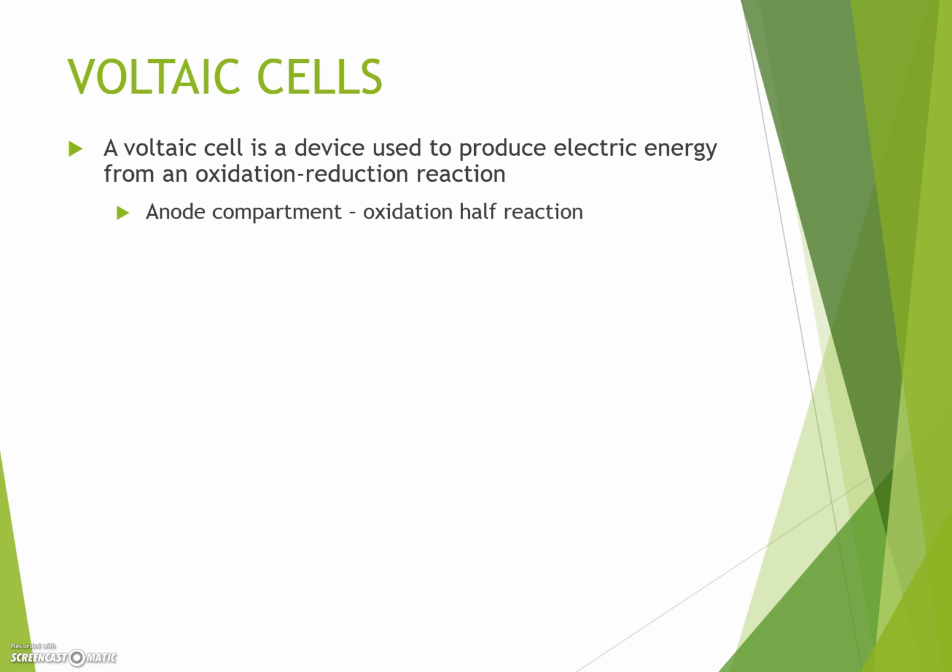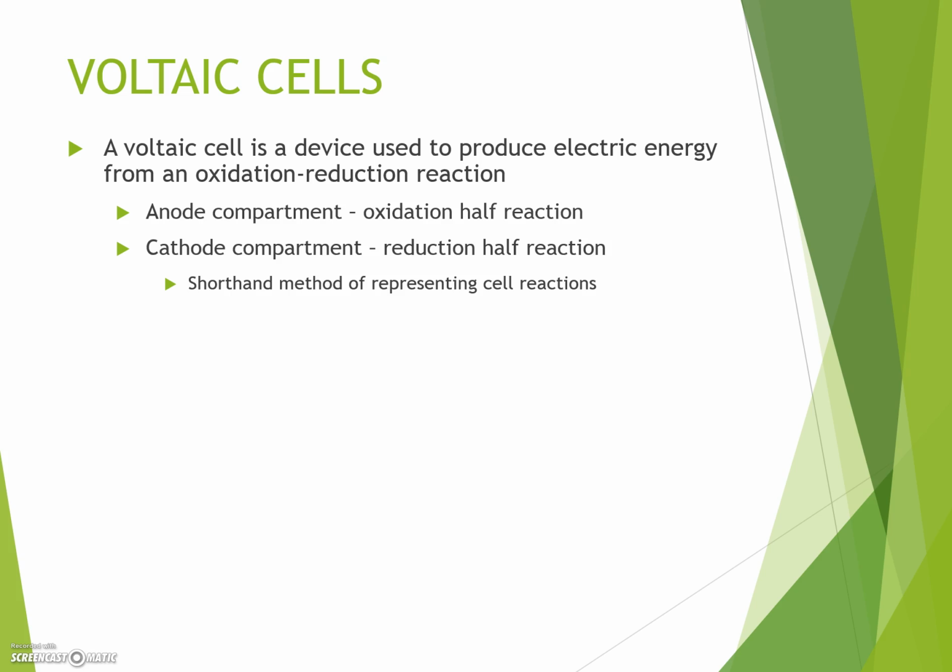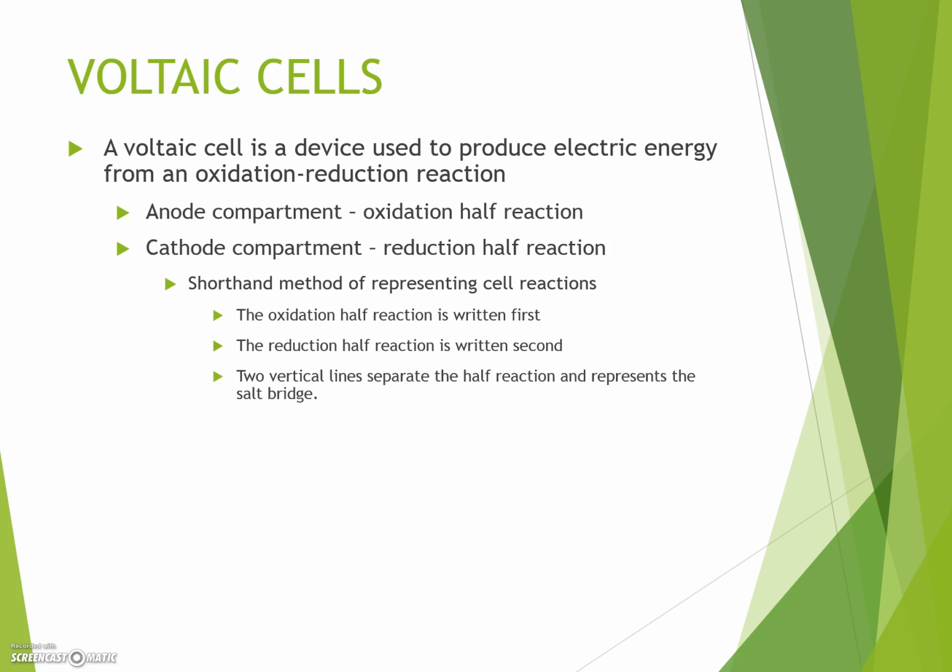We're going to call the compartment where the oxidation half reaction takes place the anode compartment. And the compartment where the reduction half reaction takes place is referred to as the cathode compartment. Sometimes voltaic cells are written in a shorthand method. And in this case, the oxidation half reaction is written first. The reduction half reaction is then written second. And the two half reactions are separated by two vertical lines, and those vertical lines represent a salt bridge.